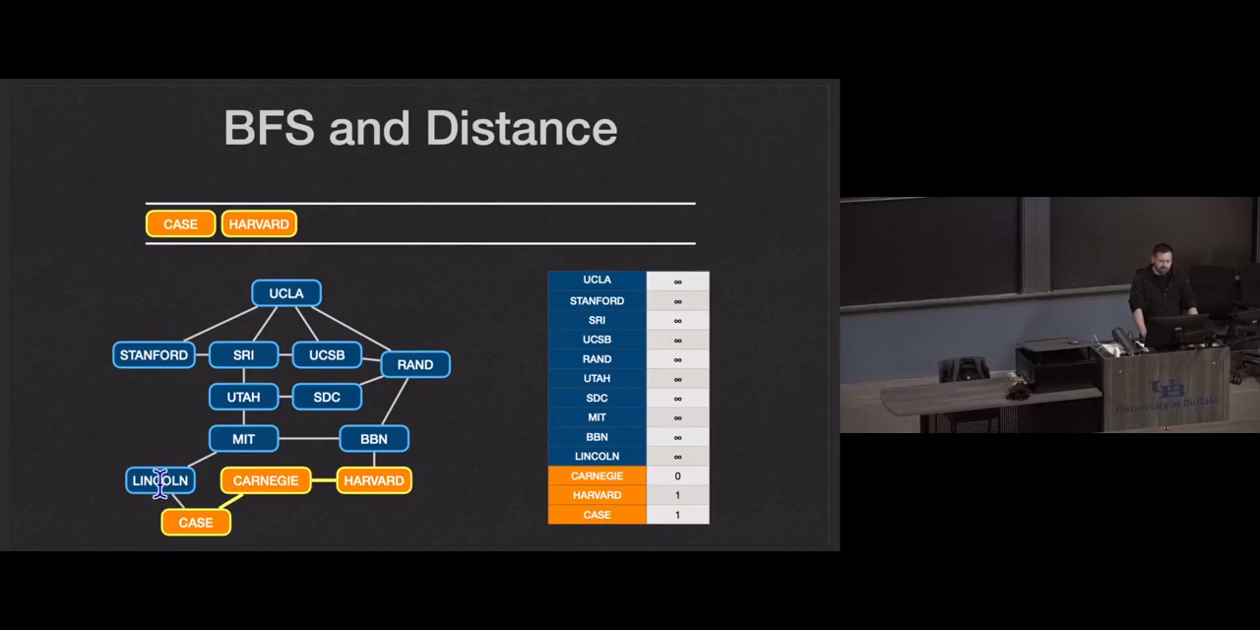Lincoln has not been explored, so we're going to mark it as explored. We're going to enqueue it, and we're going to set Lincoln's distance to the distance of Case plus 1. So if we can get from the starting node, and notice we're not going back to Carnegie at all, if we can get from the starting node, Carnegie, to Case in a path of length 1, and Case is discovering Lincoln for the first time, then the distance from the starting node to Lincoln must be 2. Because it's however long it takes to get to Case, plus this one extra edge that it takes to get from Case to Lincoln.